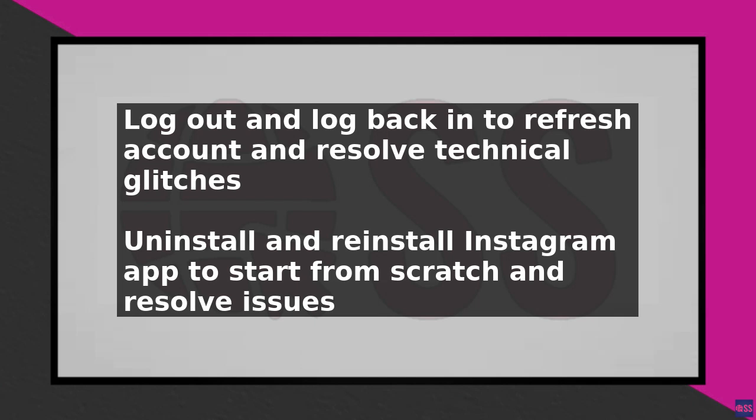Finally, if none of the above steps resolve the issue, contact Instagram support directly for further assistance. They can provide personalized help and guidance to resolve the problem and get your story available again. By following these steps, you should be able to fix the Instagram story unavailable issue and share your content with your followers.